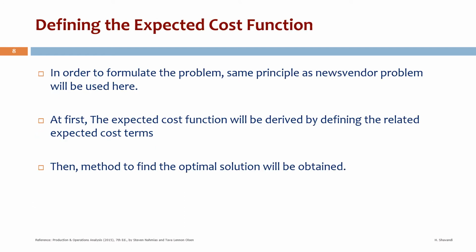So in order to formulate this problem, we will follow the same steps as a news vendor model. At first, we need to define the expected cost function terms, and then after that, we will have an expected cost function, right? And then we will minimize that cost function in order to optimize our decision variables, which are Q and R, okay?